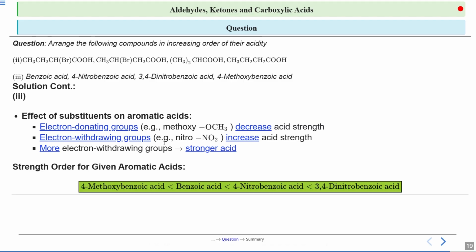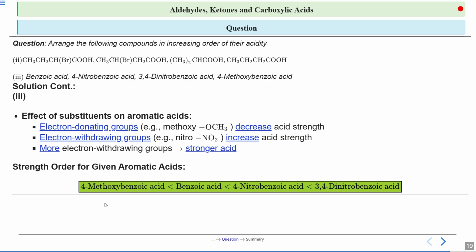So if we talk about 3,4-dinitrobenzoic acid, then in this we will see that two nitro groups are attached to benzoic acid. Here only one nitro group is attached. So that is why 3,4-dinitrobenzoic acid is more acidic compared to nitrobenzoic acid. Whereas in this benzoic acid there is no substituent attached, so we place it in the middle. Then comes the 4-methoxybenzoic acid.